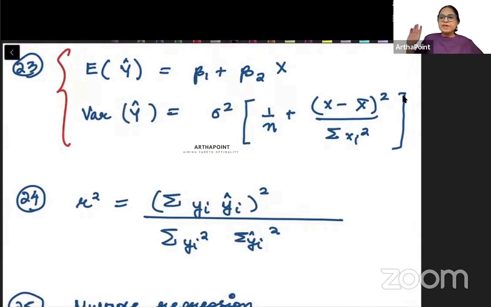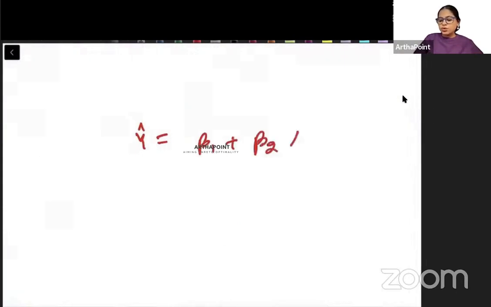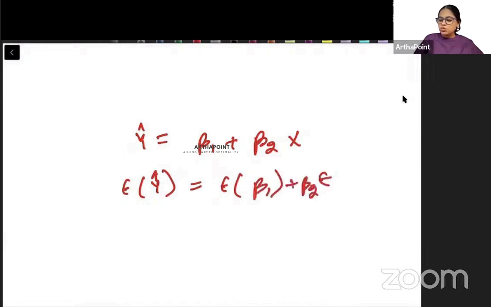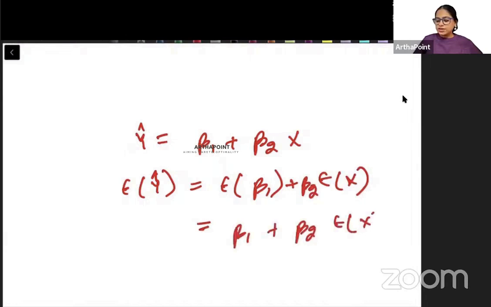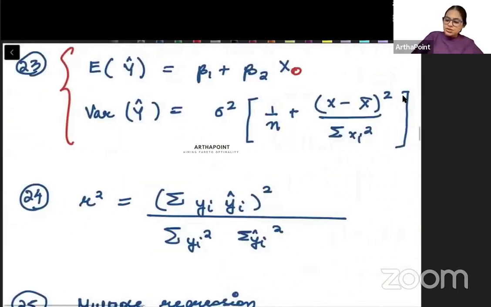Now remember that we have y hat as the predicted value of y. If we have to find the mean of the predicted value of y, it is very easy. So yi hat is beta 1 plus beta 2 x. So E of y hat will be E of beta 1 plus beta 2 E of x. This will be beta 1 plus beta 2 E of x. Right? So suppose I tell you that E of x is x naught. So this will be beta 1 plus beta 2 x naught. This is simple. So the expected value of y hat will be beta 1 plus beta 2 x naught.